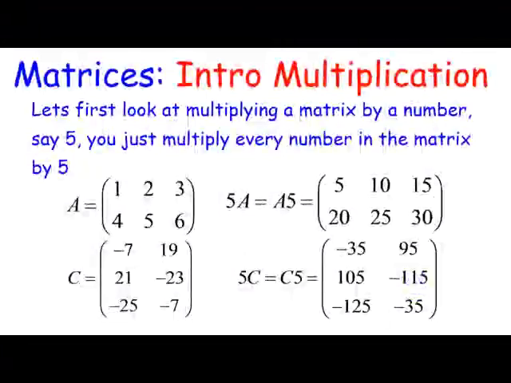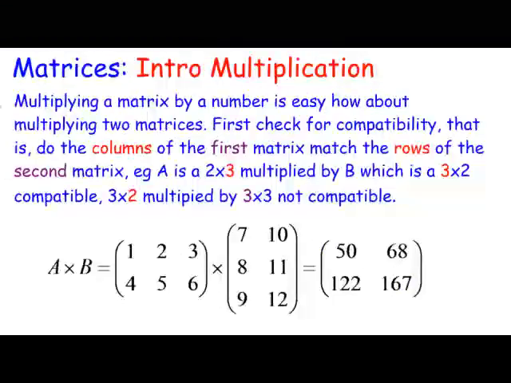Now let's look at what's called matrix multiplication, where I'm multiplying a matrix by a matrix. The first thing we need to be aware of is that you can't multiply any old matrix by any other old matrix. It's not like addition, where you have to be the same size before you can add or subtract them. Here you've got to be really careful that the columns of the first match with the rows of the second.